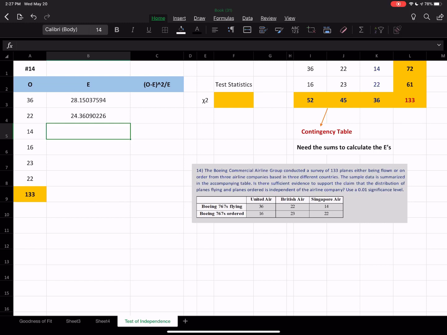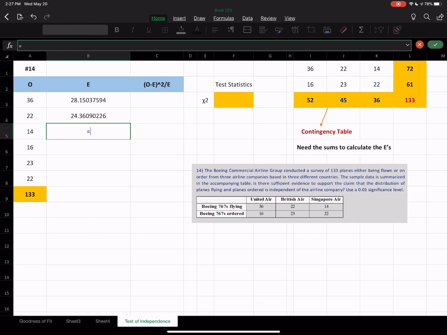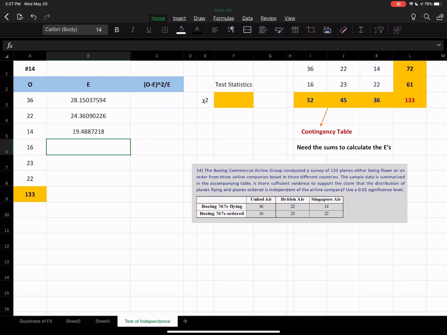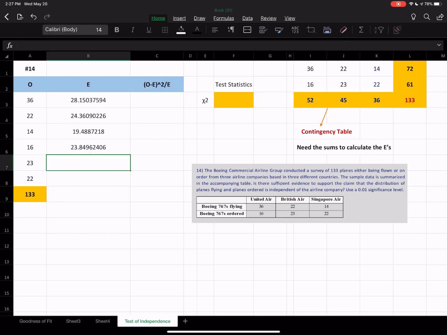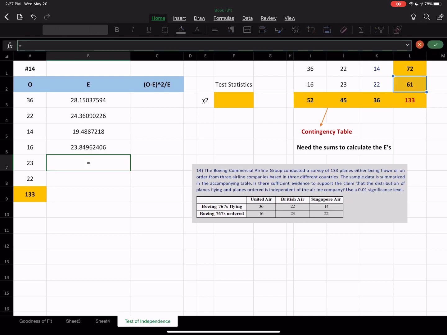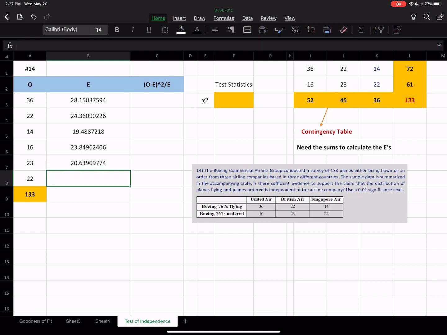So anyways, let's do it for 14. The row total is 72, multiplied by the column total, which is 36, divided by the grand total. And then for 16, row total times column total divided by grand total, which is 133, right? For 23, row total, 61, times column total for 23, 45, divided by the grand total. It's easy to make a mistake here, guys, so you gotta be very careful. Your eyes could play tricks on you, so be very careful with this.